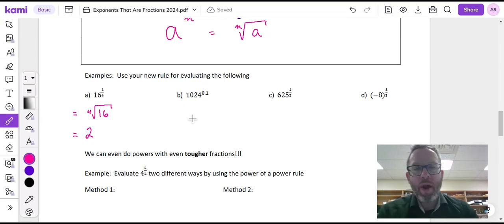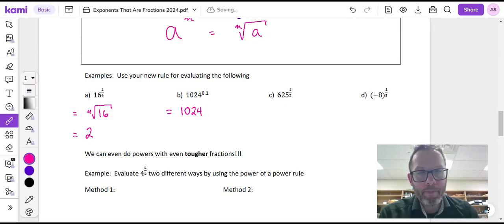Now, what about 1024 to the power of 0.1? Well, you can write 0.1 as a fraction. It's like 1/10, right? And writing it like that lets you see, okay, that just means I do the 10th root of 1024, which is equal to exactly 2.